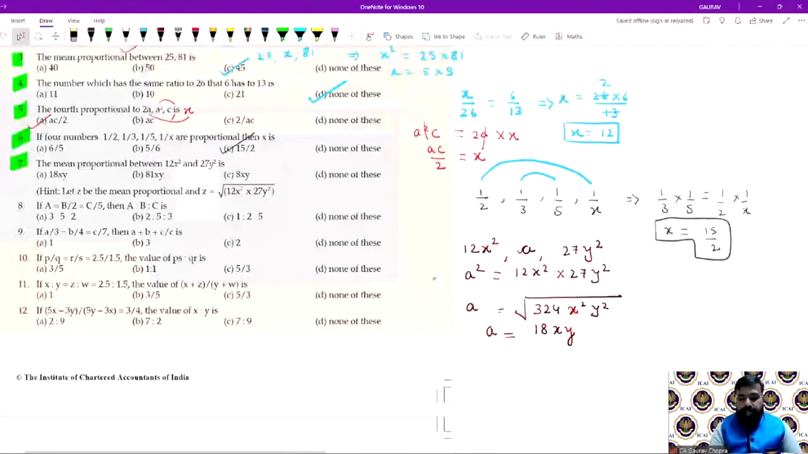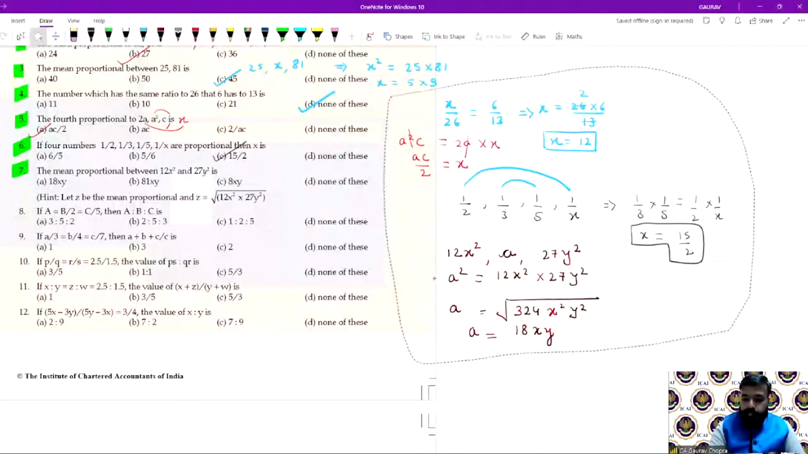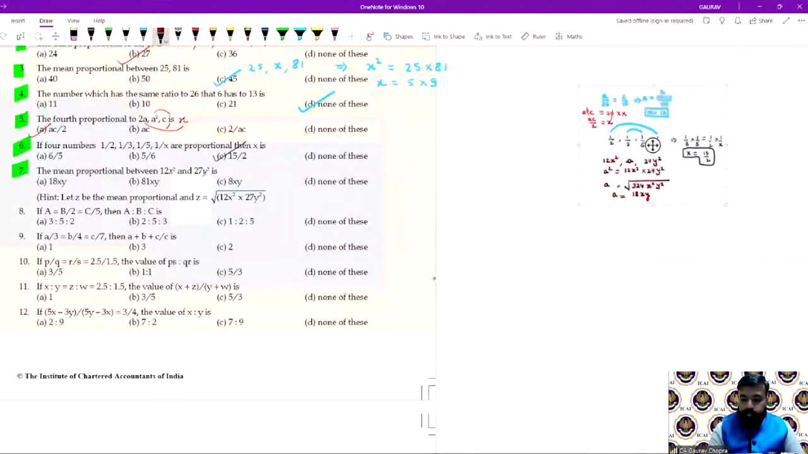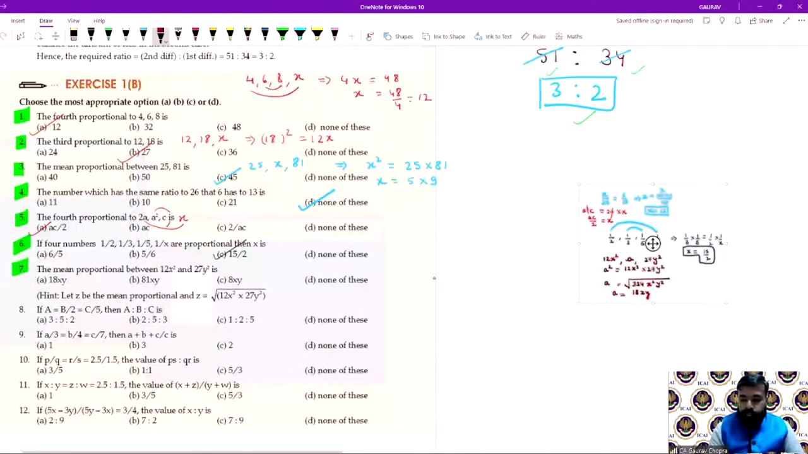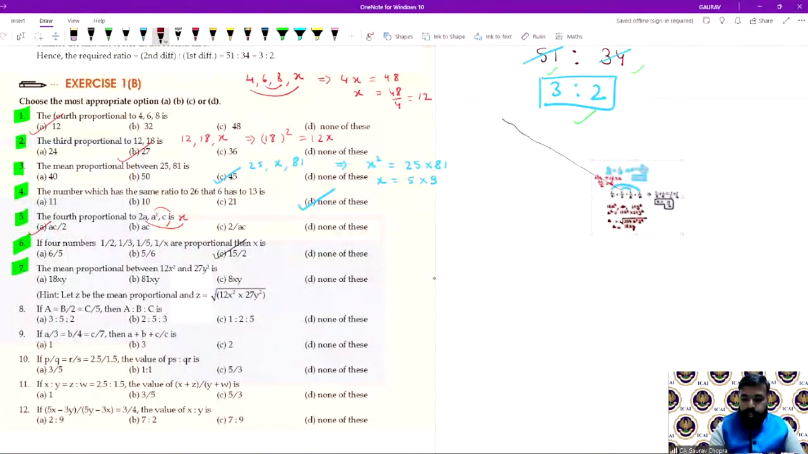Now try the next one. So let us make some space.